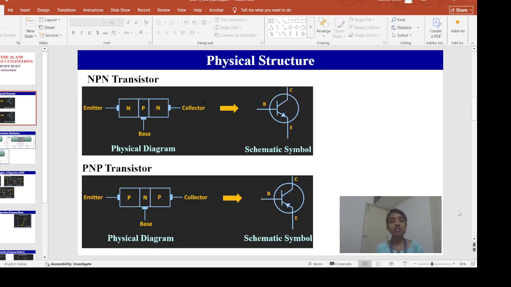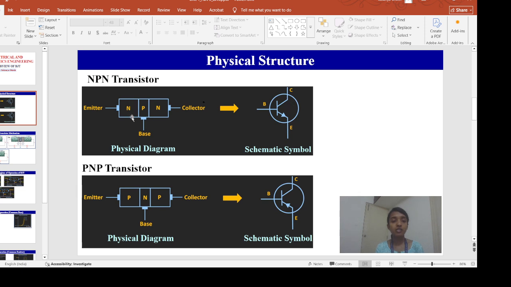This lecture is an overview of the bipolar junction transistor, or BJT. A bipolar junction transistor is a three-terminal device. We can see it has three terminals, emitter, base and collector, where a p-type layer is sandwiched between two n-type layers, or an n-type layer is sandwiched between two p-type layers.